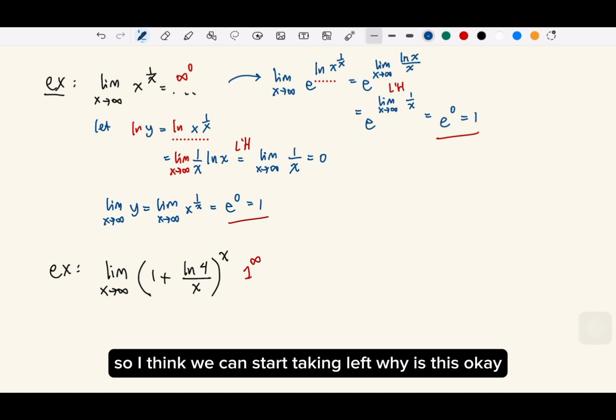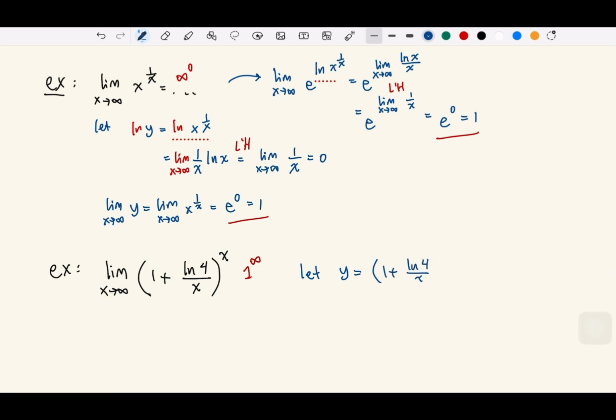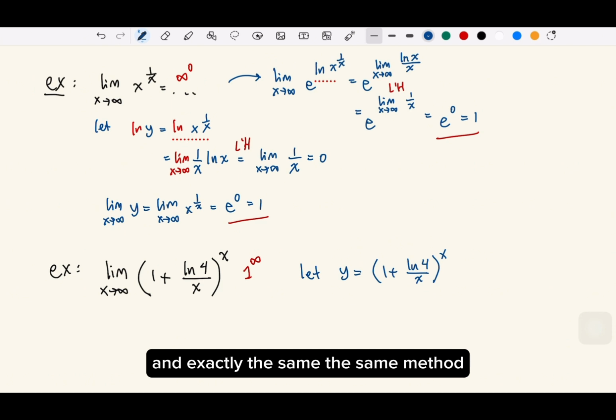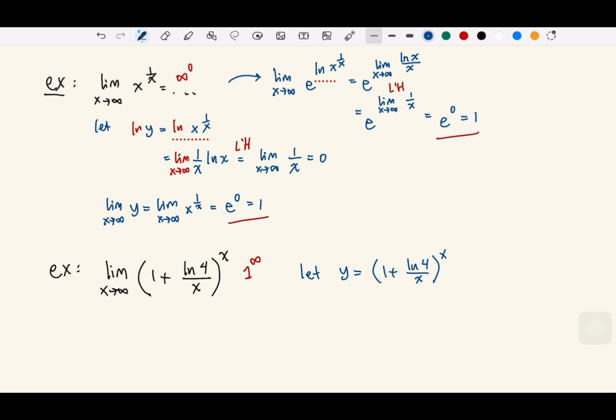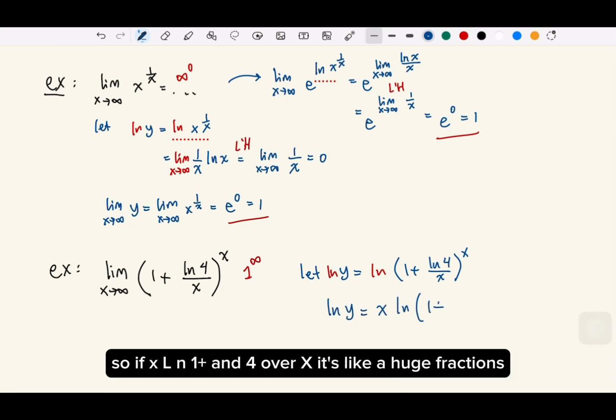So I think we can start by taking let y be this, okay? And exactly the same method. So basically, I think for most of the powers, take the ln. Okay, take the ln. So take the ln both sides. So we have x ln 1 plus ln 4 over x. So it's like a huge fraction.